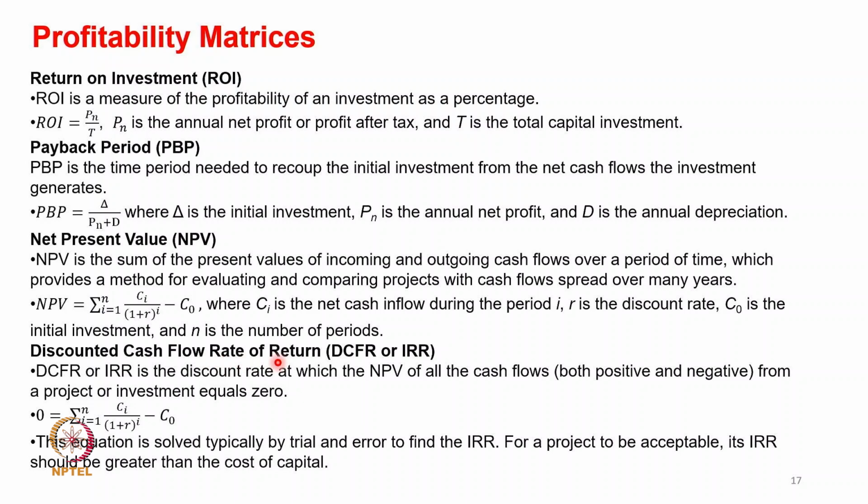So discounted cash flow rate of return, or what we call internal rate of return, IRR, is the discount rate at which the NPV, which is the net present value of the cash flows, both positive and negative, from a project or an investment equals 0. So 0 is equal to sigma i equal to 1 to n of Ci over (1 plus R) power i, minus C naught. This equation, of course, you can see you can't solve as it is. This is an implicit expression. This equation is typically solved by trial and error to find R, which is the internal rate of return. For a project to be acceptable, its internal rate of return should be greater than the cost of capital.